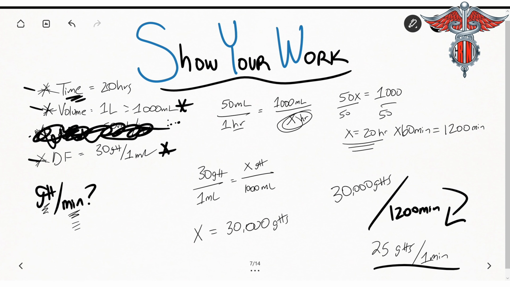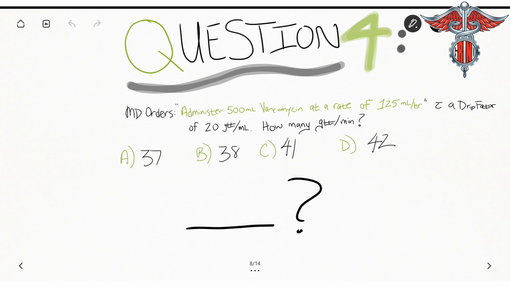Let's go ahead and jump into another example. So question 4, our MD orders to administer 500 mils of vancomycin at a rate of 125 mils per hour with a drop factor of 20 drops per mil. How many drops per minute infused?